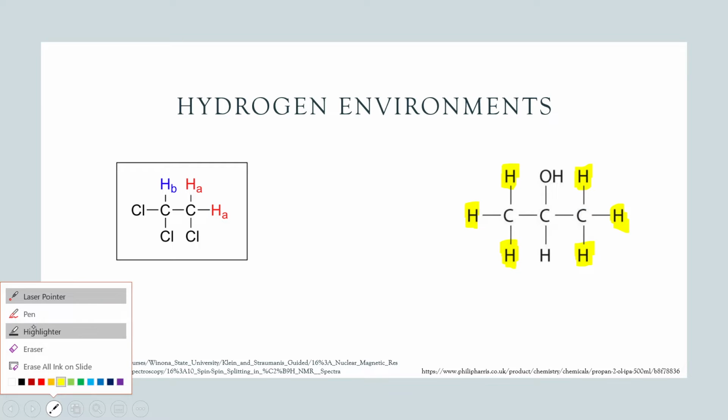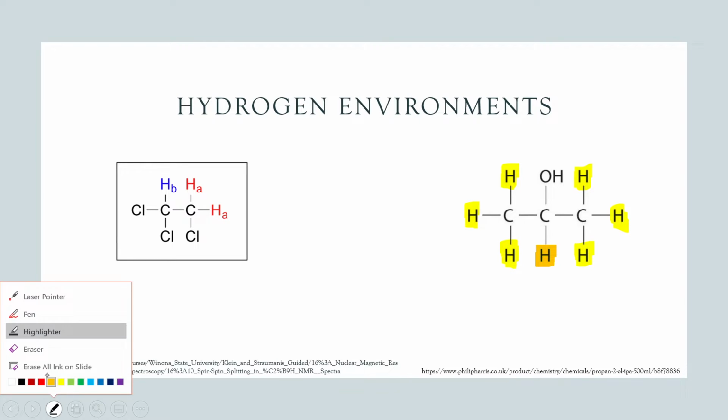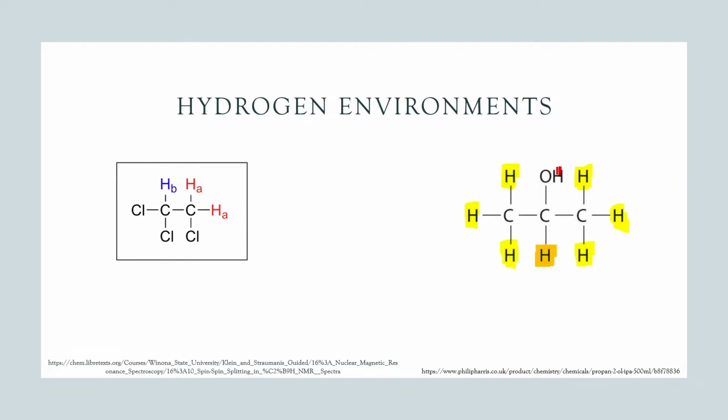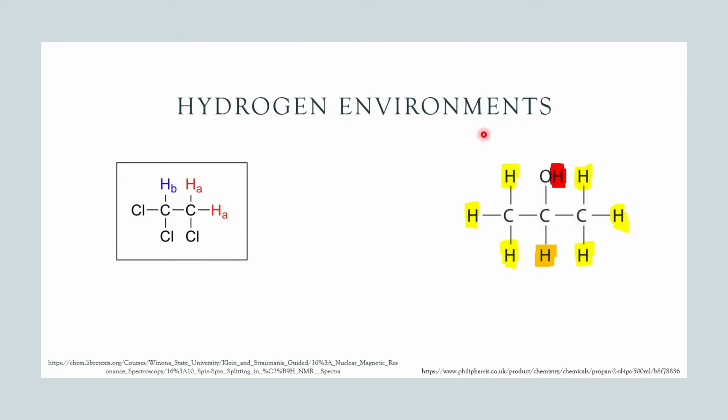But there are two other environments that we can look at as well. There is this single hydrogen by itself, which is also different from the hydrogen that is on our alcohol or hydroxyl group. So what that means is in this molecule here for propan-2-ol, there are three different kinds of hydrogen environments present.